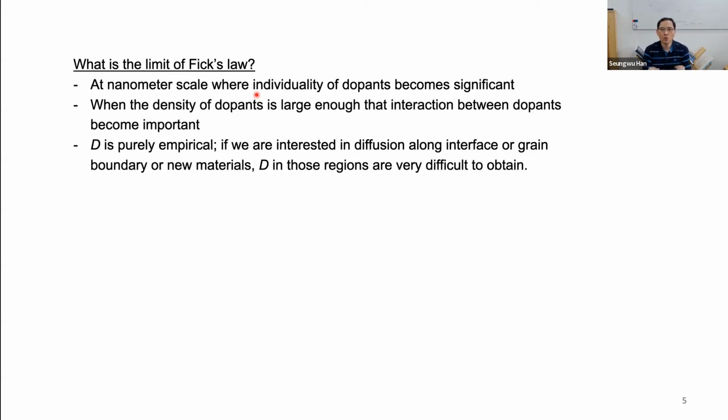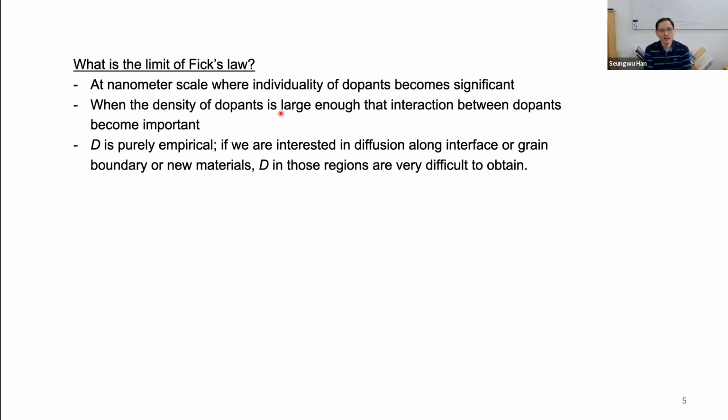The second is that in Fick's law, it is assumed that the concentration is not so high, so the dopant atoms do not interact with each other. But when the density of dopant is very high, then you have to consider dopant interaction. Within Fick's law, you cannot introduce such a term.